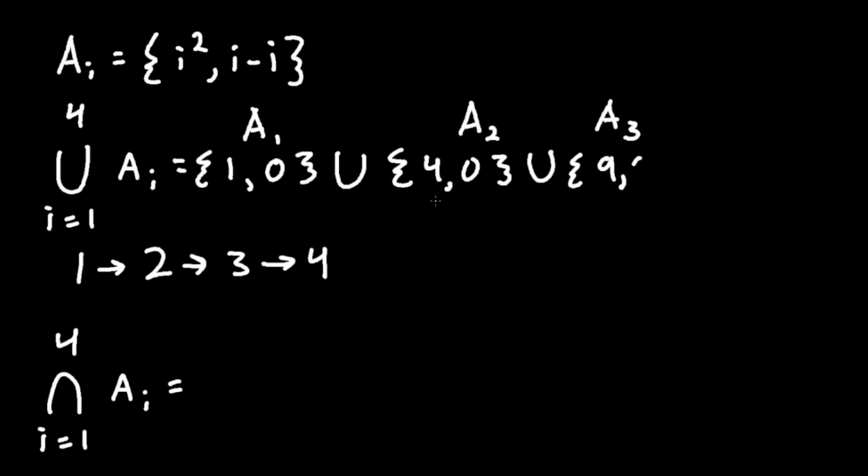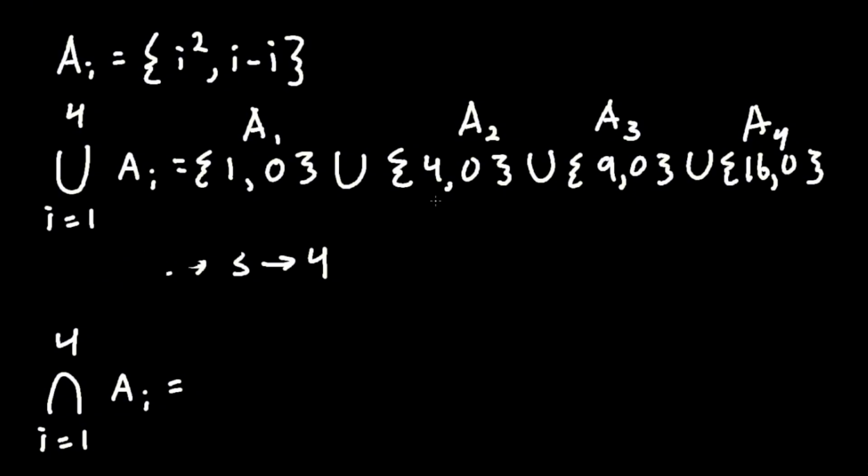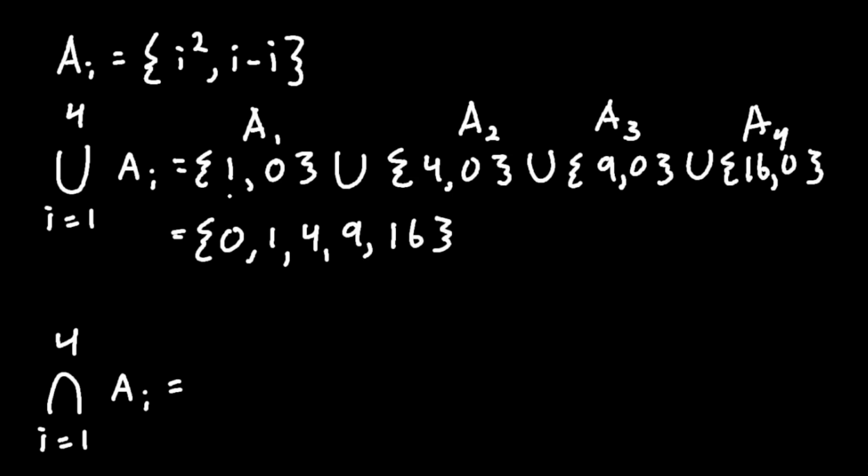So A of 3 is 9 comma 0, right? If you plug in 3 into I here, you should get 9 comma 0. And A of 4 is 16 comma 0. All right, and we ended off there because 4 is the highest I value that we are going to go to. And if we take the union of all of these sets, you should get 0, 1, 4, 9, and 16. Right? We just combine every single value in the set and we remove any duplicate.